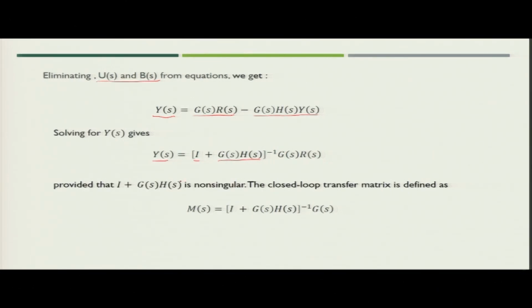Now, the transfer function is nothing but Y(s) upon R(s). So, if you say Y(s) upon R(s) is M(s), you will get the closed loop transfer function matrix as (I plus G(s)H(s)) whole inverse into G(s). So, this is how you will get the transfer function matrix in case of a multivariable system.